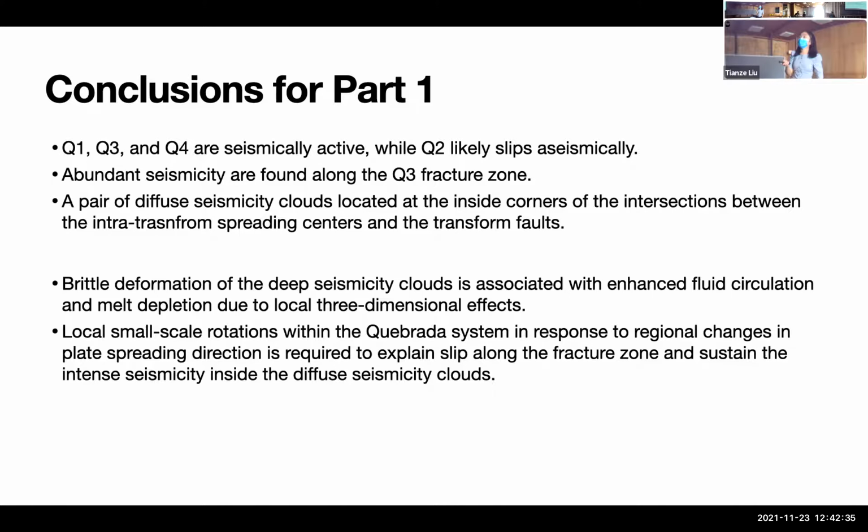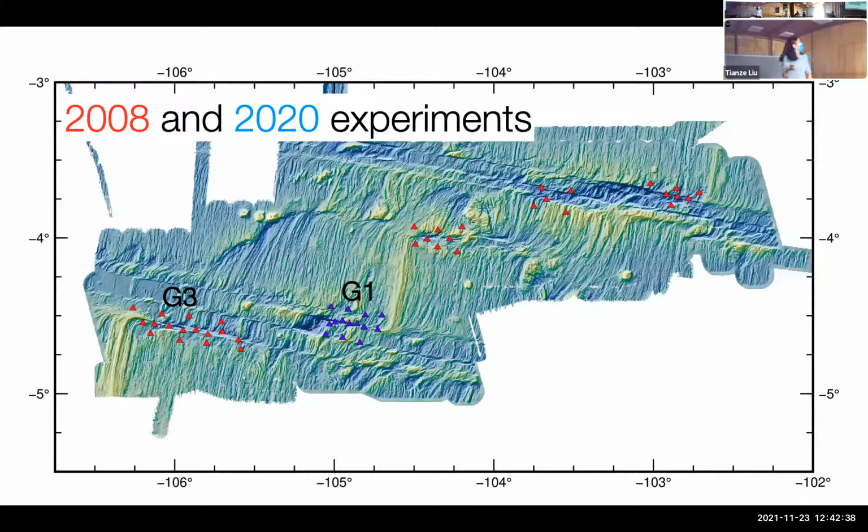So, the second part, I will briefly talk about the seismic behaviors along the Gofar transform fault. Because they are close in space, the Gofar transform fault behaves very periodically for the large magnitude seismic events. And there are actually two experiments that were designed to capture those large magnitude events, one on G3 in 2008 and one on G1 in 2020.